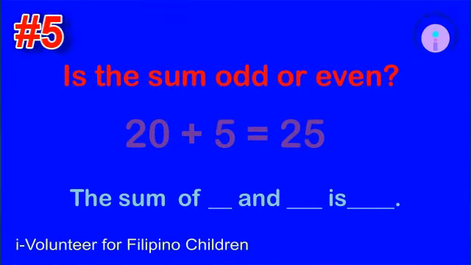Item number 5. Is the sum odd or even? The sum of 20 and 5 is odd. Kindly repeat.